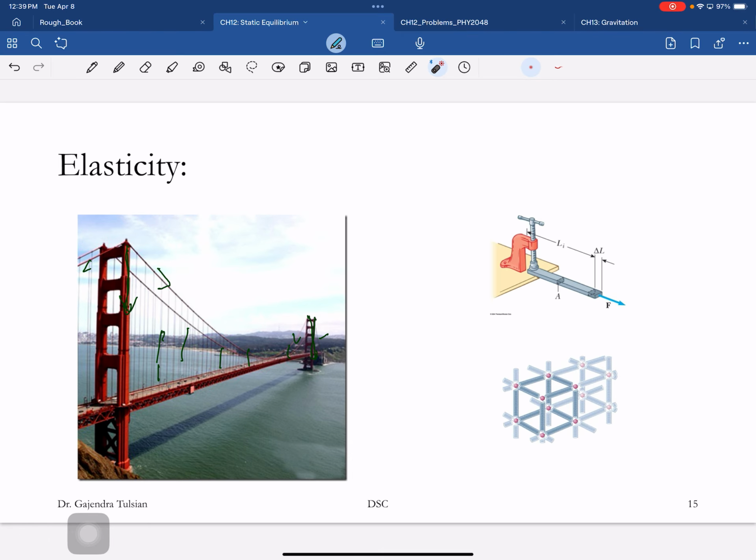Let's go to this example. Here's a metal that's clamped down. I apply a 100-pound force and it stretches this much. Generally, if you apply a 200-pound force, it stretches how much? Twice as much. How did it know how much to stretch? And then why did it stop? It stopped because the internal forces match the amount of applied force.